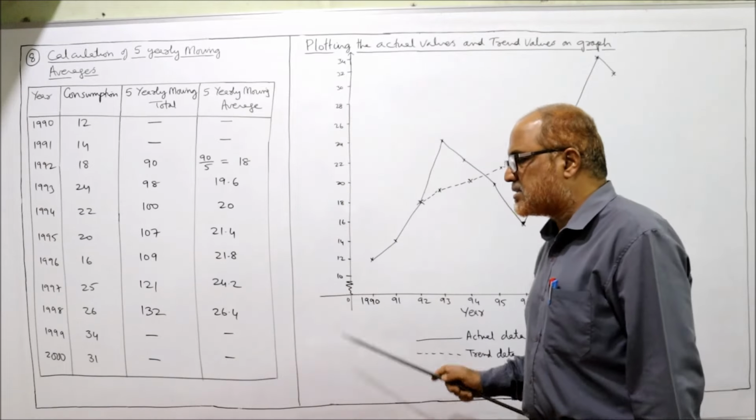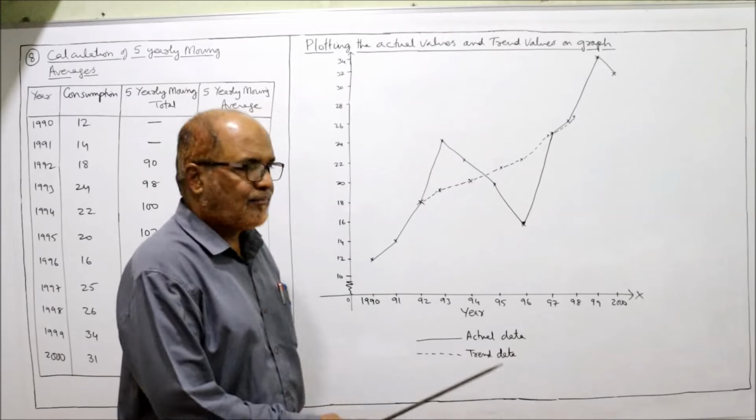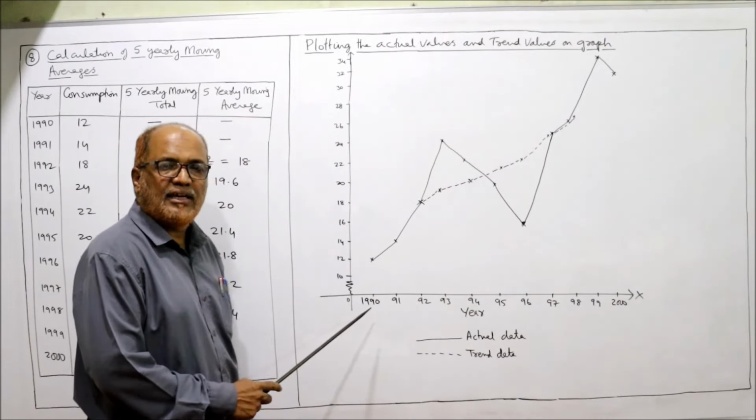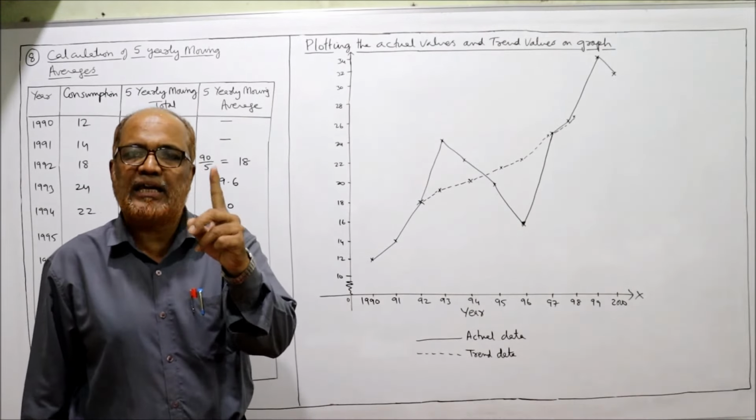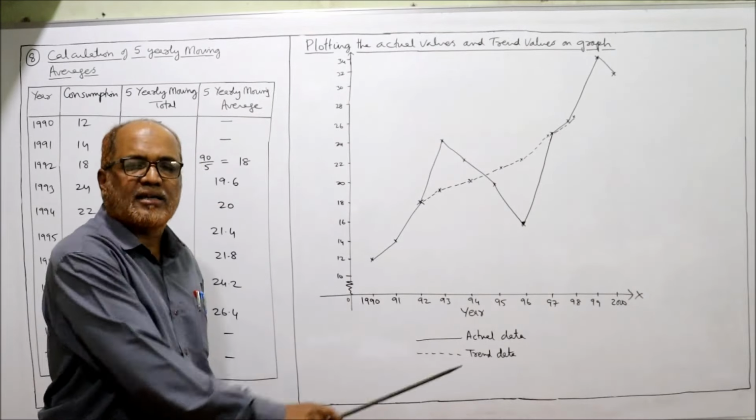So on the x-axis I am taking the year. See the graph. On the x-axis I am taking the years 1990 to 2000. 1 centimeter is equal to 1 year. That is the scale on the x-axis.